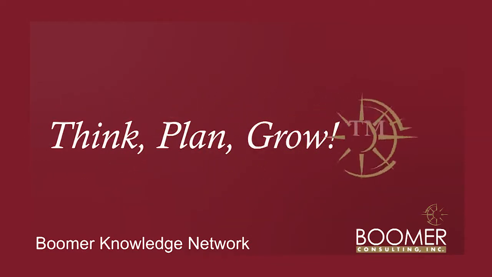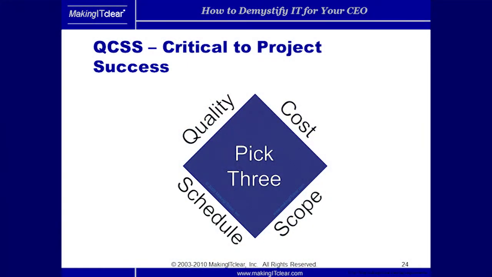So once you pick the project, how do you make it succeed? Well, I'm going to cover two areas, QCSS and simplicity. QCSS stands for quality, cost, schedule, and scope. And the rule is, in specifying a project, you get to pick 3. Any 3, but you can only pick 3. What tends to happen, though, is you get all 4 picked.